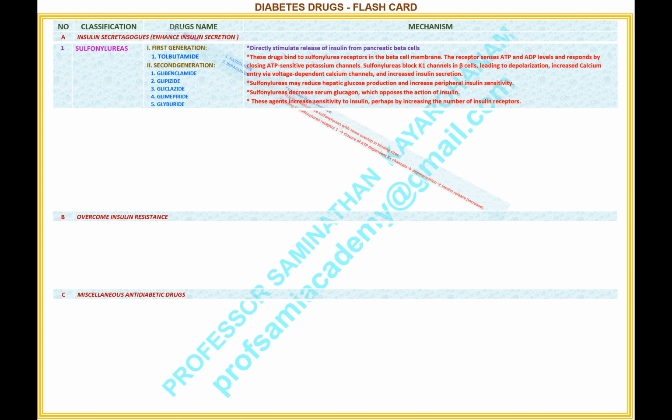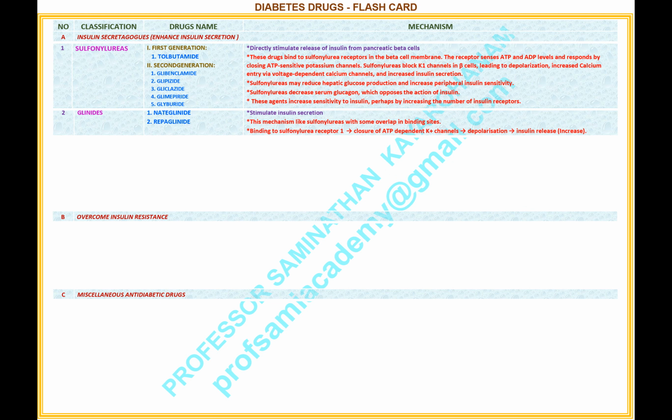Number 2. Name of the classification, glinides. Drugs name under this classification, 1. Nateglinide, 2. Repaglinide. Mechanism of glinides: stimulate insulin secretion. The detailed mechanism: this mechanism is like sulfonylureas with some overlap in binding sites. Binding to sulfonylurea receptor 1, closure of ATP-dependent potassium channels leads to depolarization, and increases the insulin release.